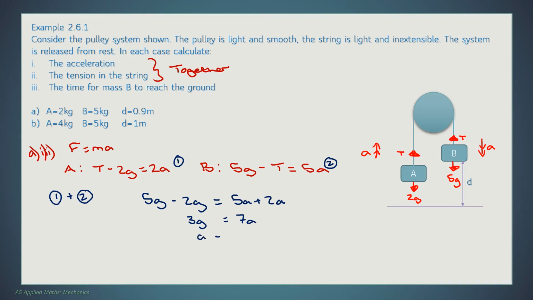So we get a is equal to 3g over 7. It's important, especially on these questions that have multiple parts, to write down the exact value and then to give your answer to two significant figures. So I would encourage you to do both.